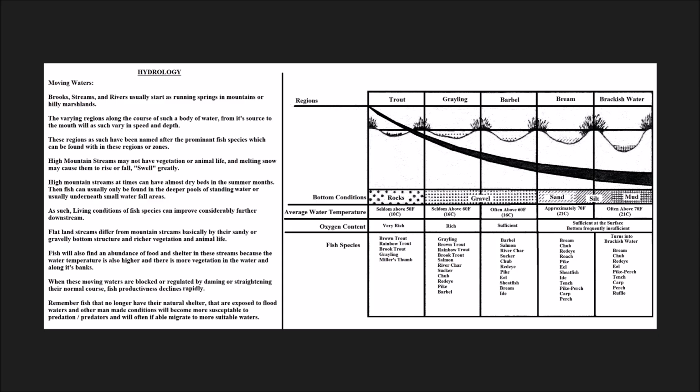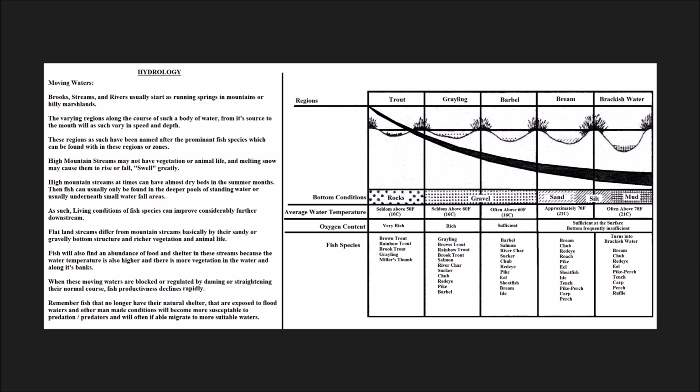Fish will also find an abundance of food and shelter in these streams because the water temperature is also higher, and as such there's more vegetation in the water and along its banks. When these moving waters are blocked or regulated by damming or straightening their normal course, fish productiveness declines rapidly. They found this out with the Rhine.